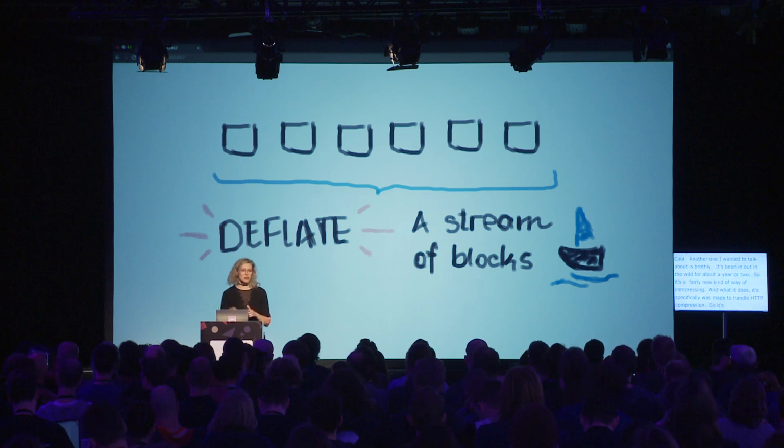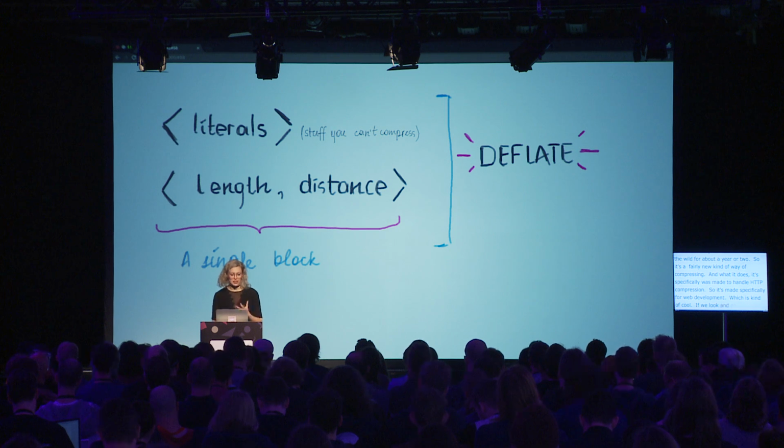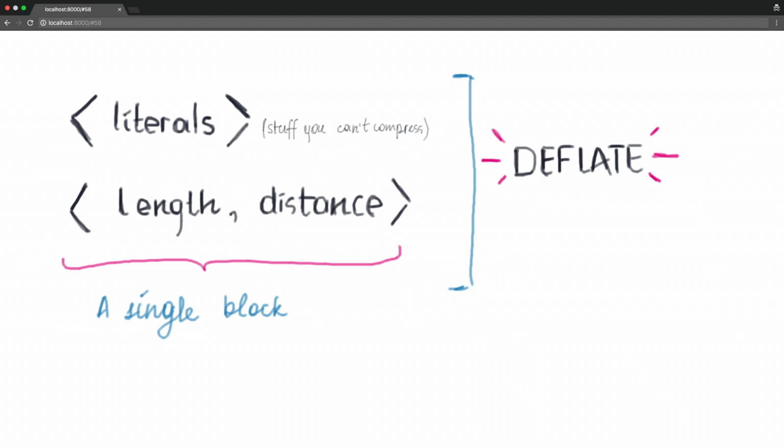So if we go back to this stream of blocks that Deflate does, what Deflate has is a single block with the literals, if you don't think about it in the bits that I was talking about before. It has the literals, and it has the length and the distance, so the pointers, and then the weighted symbols.